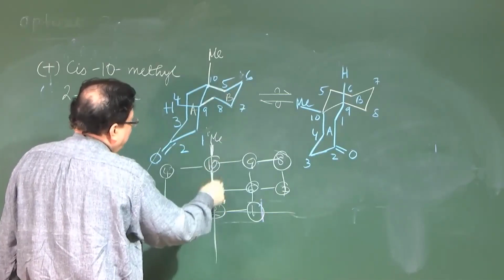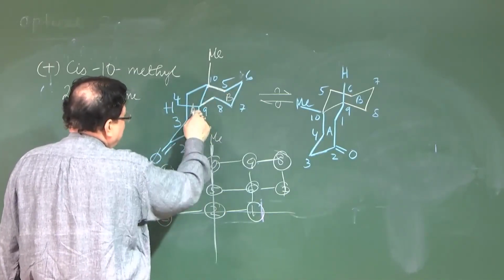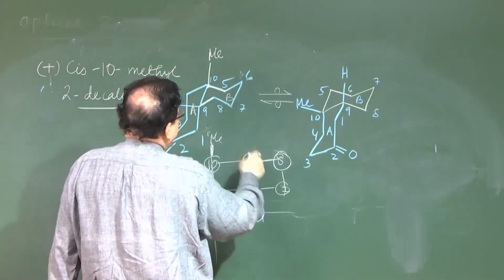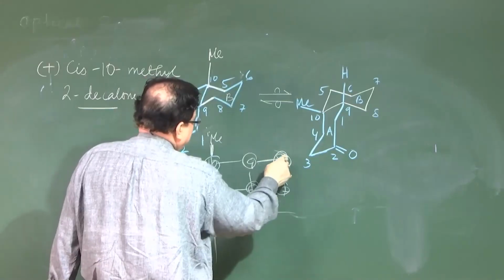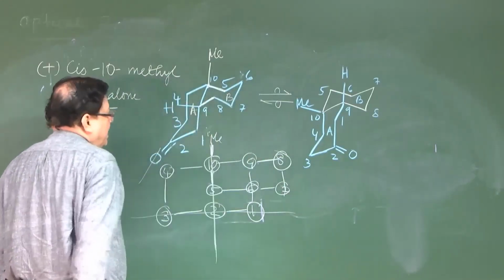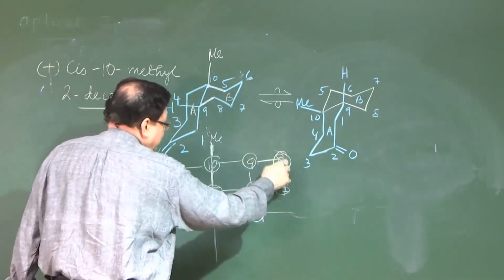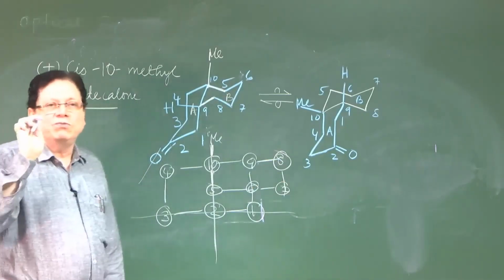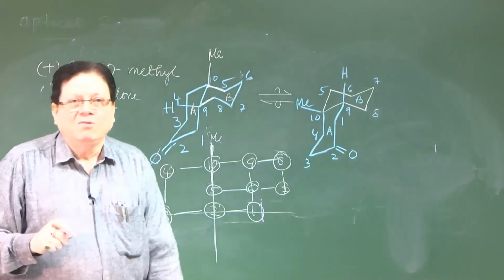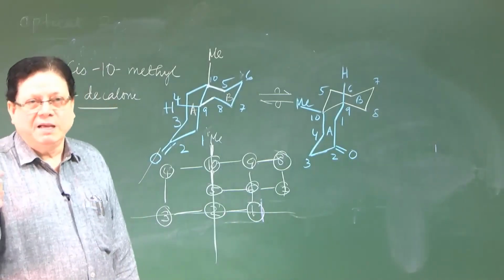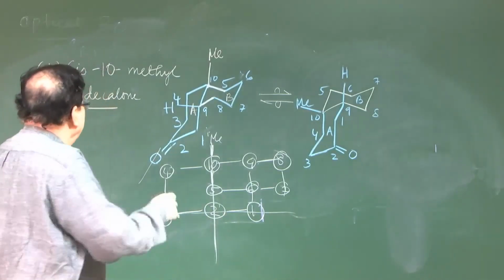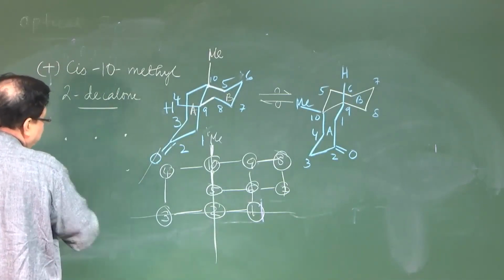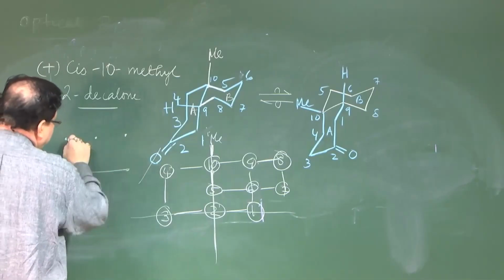So, 10, 5 is axial to the A ring, so it will go down, and at 9 you have equatorial, C8 is equatorial to 9. So, you have to put the 8 here, and then you complete the whole system. Once again I repeat, once you have 4 dots available for a cyclohexane which comprises of 6, if you see the 4 dots like this, then you know that the projection will be like this.